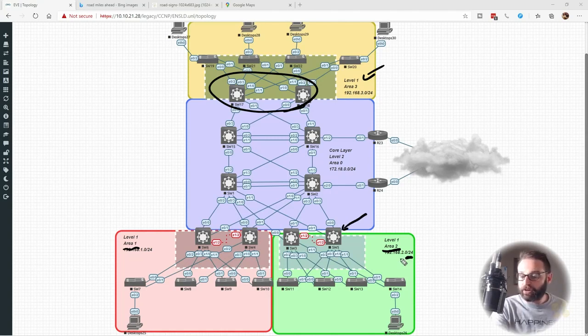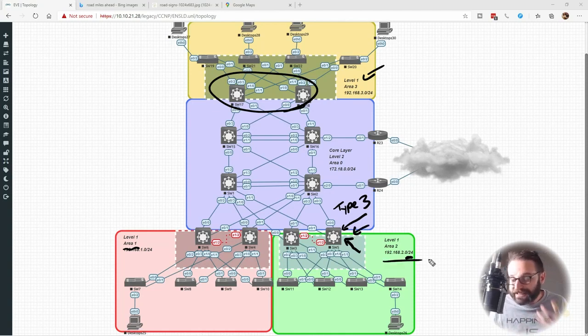Maybe we've subnetted this 192.168.2 all the way down to something small like /28s or /29s, and as traffic arrives at the area border router, not only does the area border router send in the type 3 LSA, which is called a summary LSA, but it can also perform actual route summarization at this point. So it doesn't have to send in every single prefix from one area into the other. It could actually summarize it as it goes out of the area into the other.